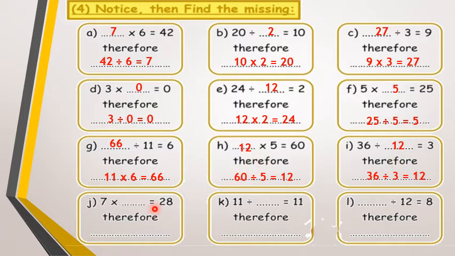7 by what gives you 28? It means when you multiply 7 by a number that gives you 28, it's 4. Therefore, 28 divided by 7 will be 4.